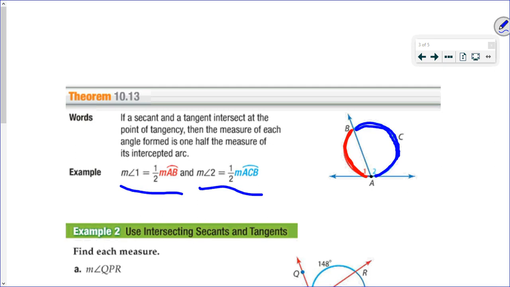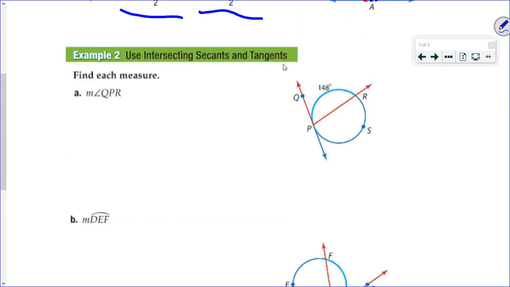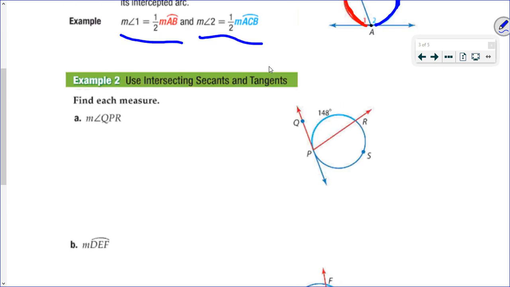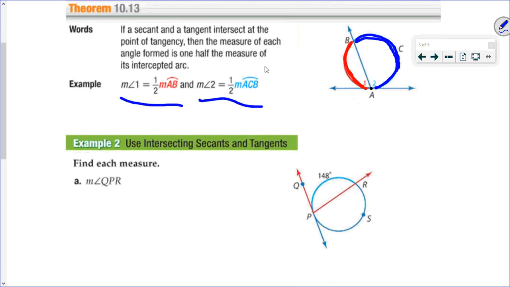And so you can see both of those expressed here. Angle 1 is 1/2 of AB. Angle 2 is 1/2 of ACB. So we'll use this theorem a couple of times here in examples A and B. So use intersecting secants and tangents. Scroll so we have the theorem here on example A at least. Use intersecting secants and tangents, find the measure of angle QPR.